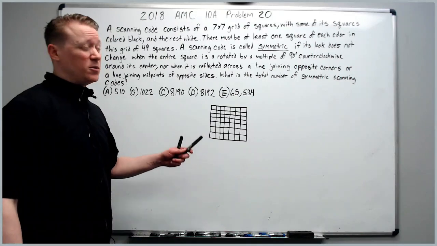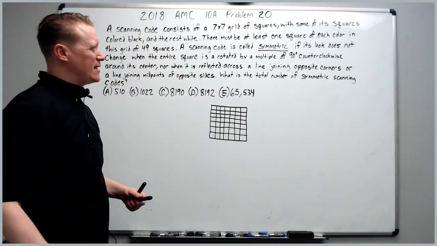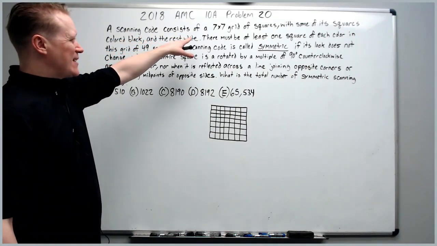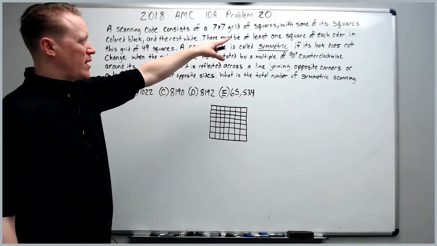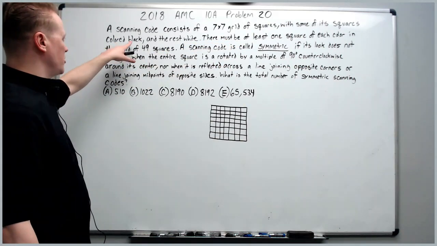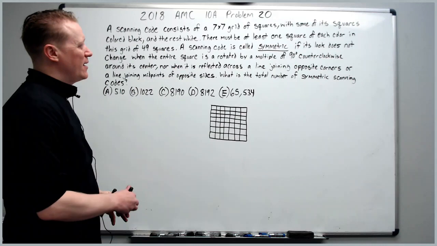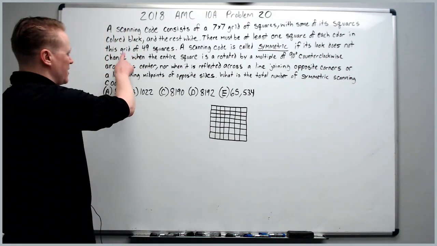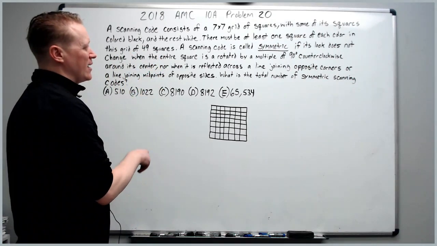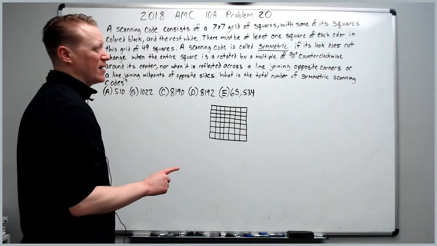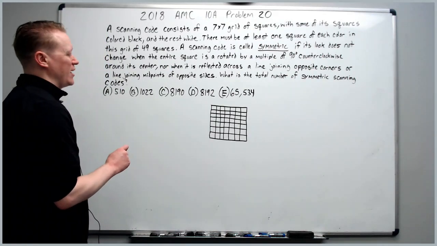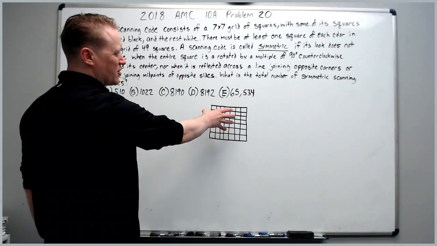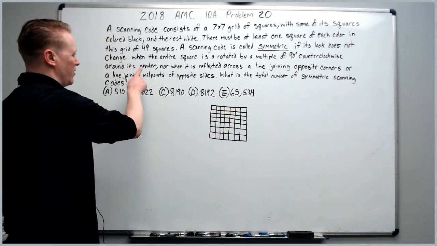Hello, in this problem we will do the 2018 AMC 10A, problem number 20. A scanning code consists of a 7x7 grid of squares with some of its squares colored black and the rest white. There must be at least one square of each color in this grid of 49 squares. A scanning code is called symmetric if its look does not change when the entire square is rotated by a multiple of 90 degrees counterclockwise around its center.